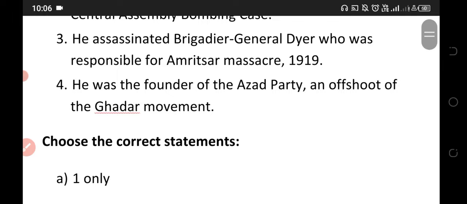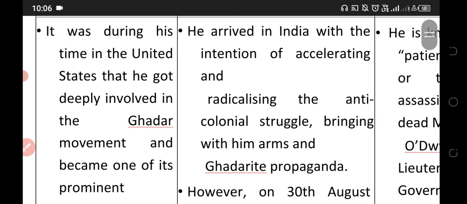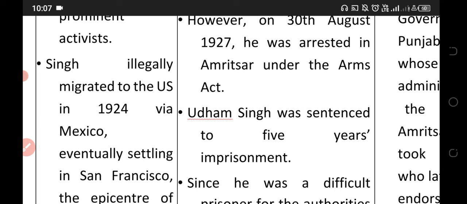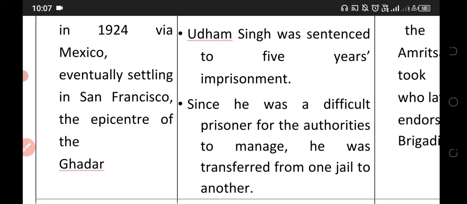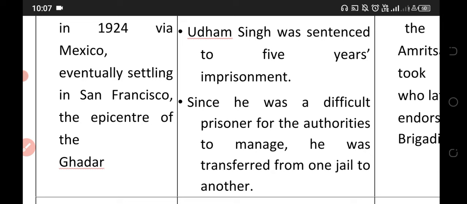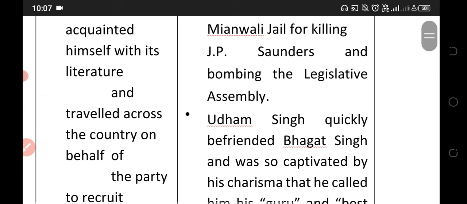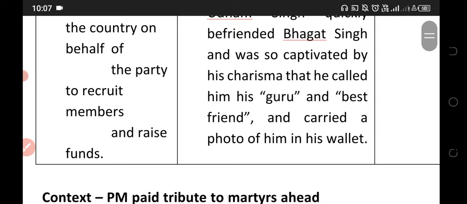Let's see. It was during his time in the United States that he got deeply involved in the Ghadar movement and became one of its prominent activists. Udham Singh illegally migrated to the US in 1924 via Mexico, eventually settling in San Francisco, the epicenter of the Ghadar movement in North America. As a member of the US-based Ghadar movement, Udham Singh acquainted himself with its literature and traveled across the country on behalf of the party to recruit members and raise funds.